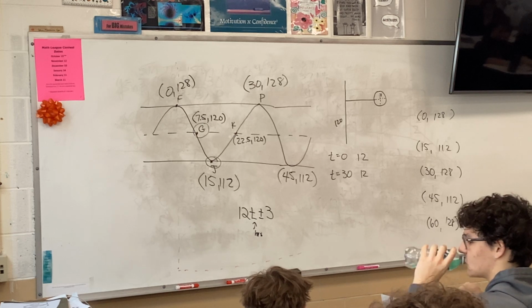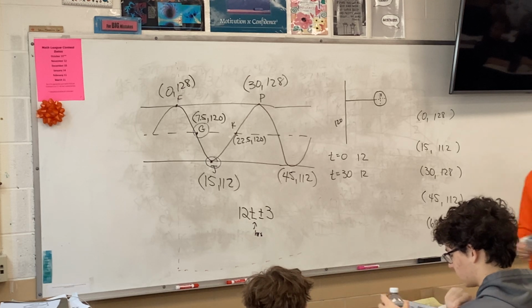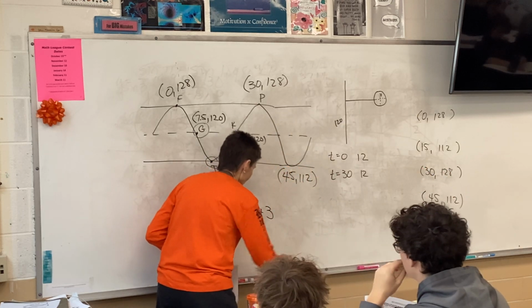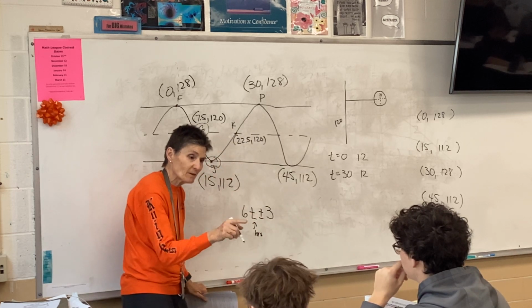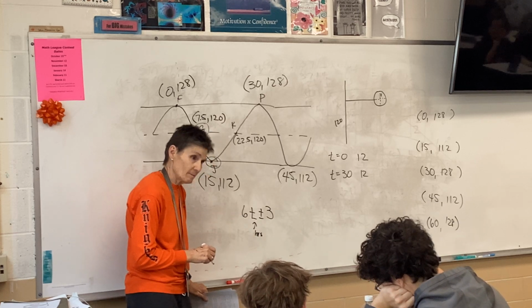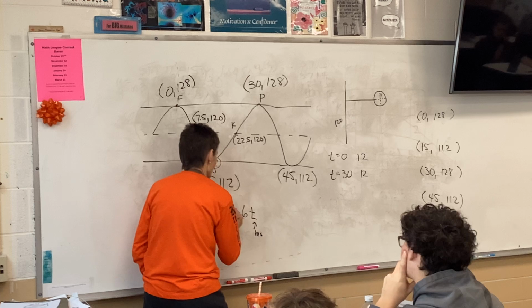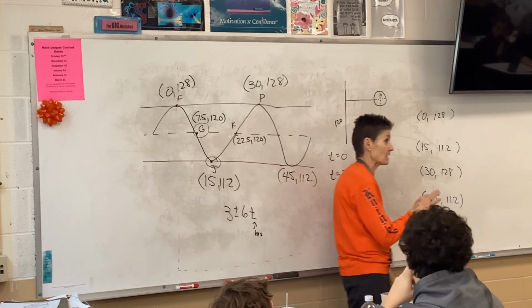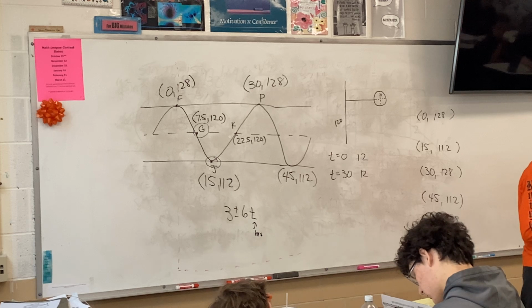Now wait a second. What do the points of inflection have in common? They are all 6 apart. So I like this a lot, but I'm thinking maybe that should be a 6 instead of a 12 to get all of them. Because the points of inflection, look at your graph, aren't 12 apart. Oh, yeah, you're right. I would prefer it as 3 plus or minus 6t. So every 6 hours, we're going to have a point of inflection.